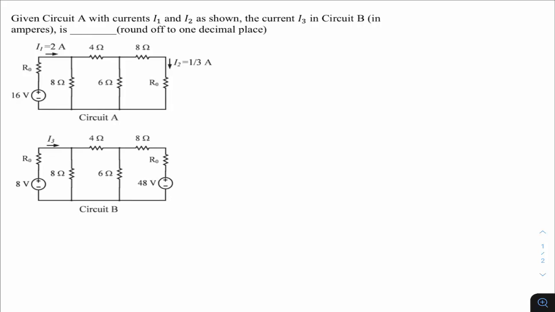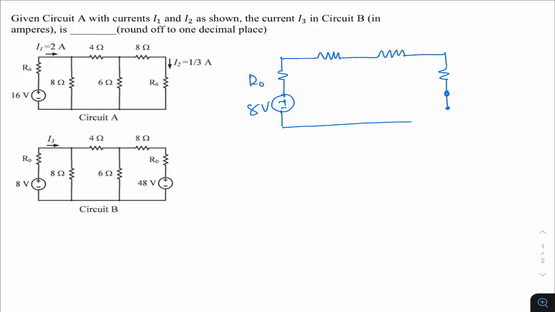So now let me first draw this circuit. My idea is something like this. So this is my R naught, and now this voltage source is 8 volts, and then we have this 4, then we have this 8, then we have this R naught. If I am finding the response because of 8 volts, the 48 volt source should be short circuited. So this is R naught, this is 4 ohm, this is 8 ohm, this is also 8 ohm, and this is your 6 ohm.